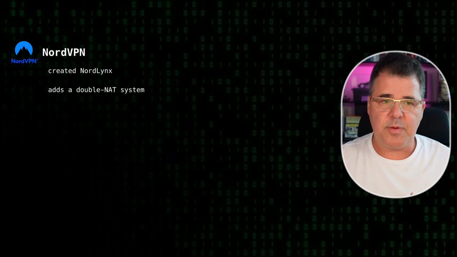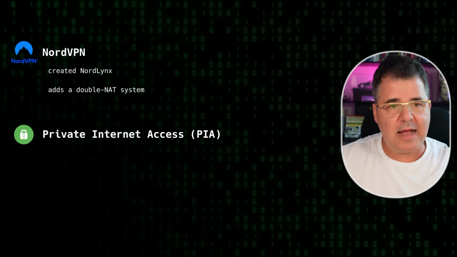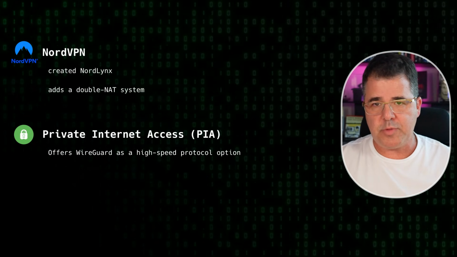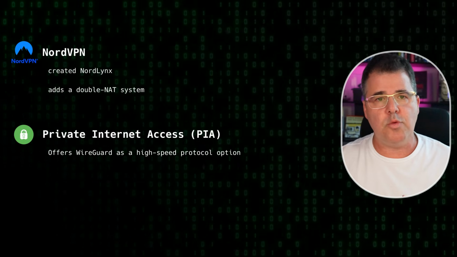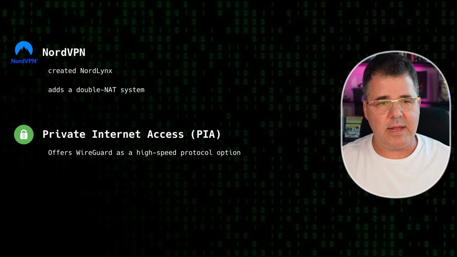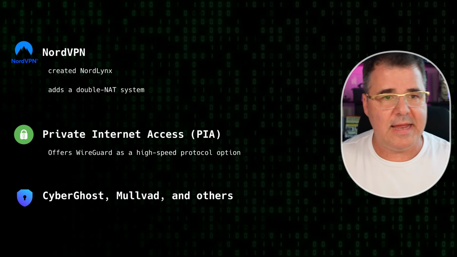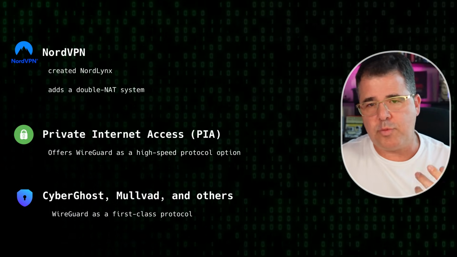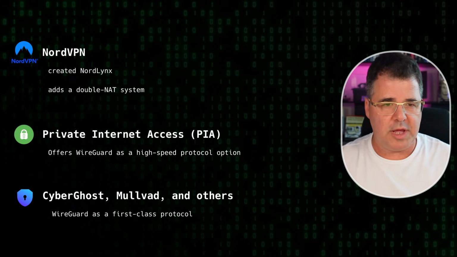keeping WireGuard's performance. Another example is PIA, or Private Internet Access, which offers WireGuard as a high-speed protocol option across the application, especially popular with users who want maximum throughput and lower latency. Another example is CyberGhost, Mullvad, and others, and they have adopted WireGuard as a first-class protocol, often making it the default choice for new connections.